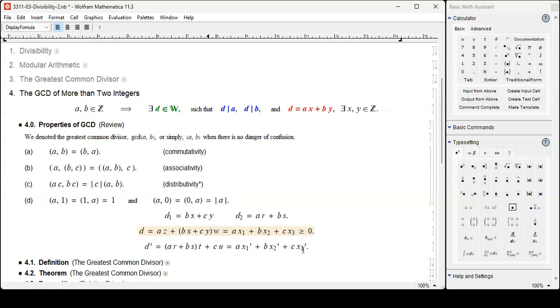So either way, you can prove that they're both under this linear combination expression, and then they're both greater than or equal to 0. And then the key thing is, are these two the same? Well, you'll have to use this, the common divisor of A, B, and also C, to prove that D divides D prime and also D prime divides D so that they are the same. Tedious, but you can do it.